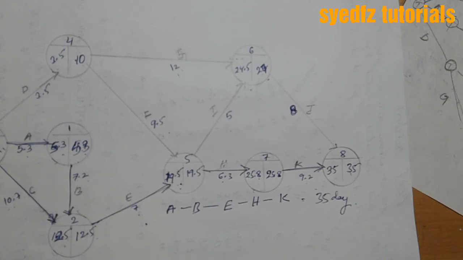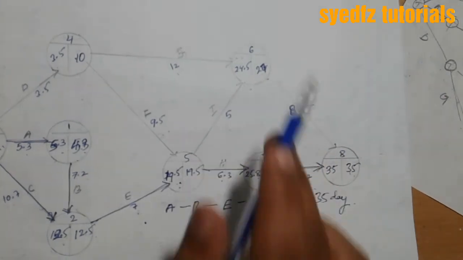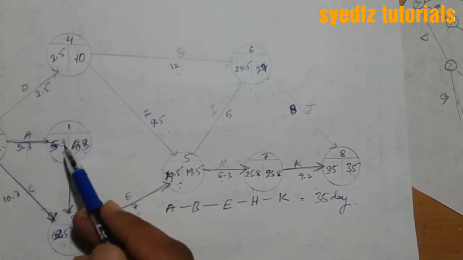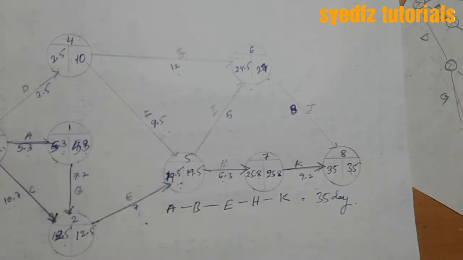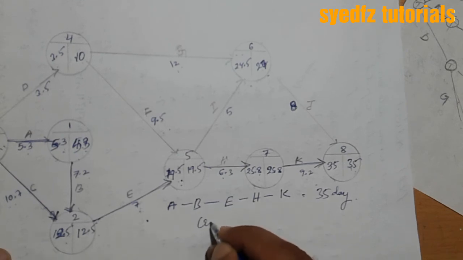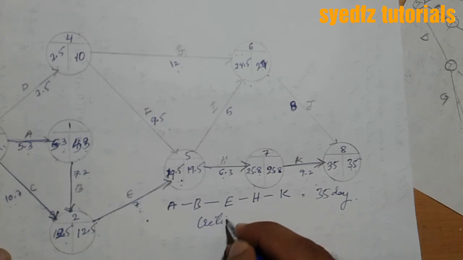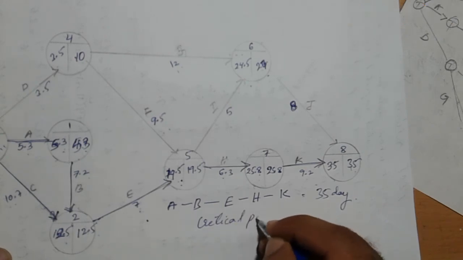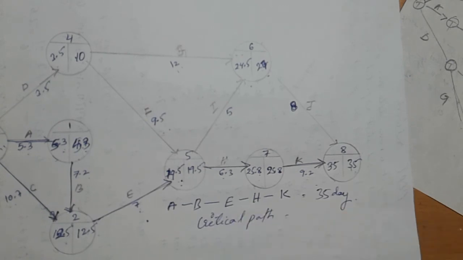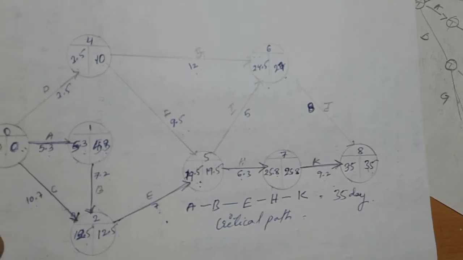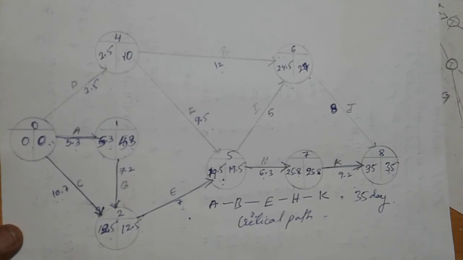This is the latest finish and latest start, along with the earliest start and earliest finish. This is how the project evaluation and review techniques are calculated. The total critical path is 35 days. This is the way the network will be calculated. Thank you for watching.